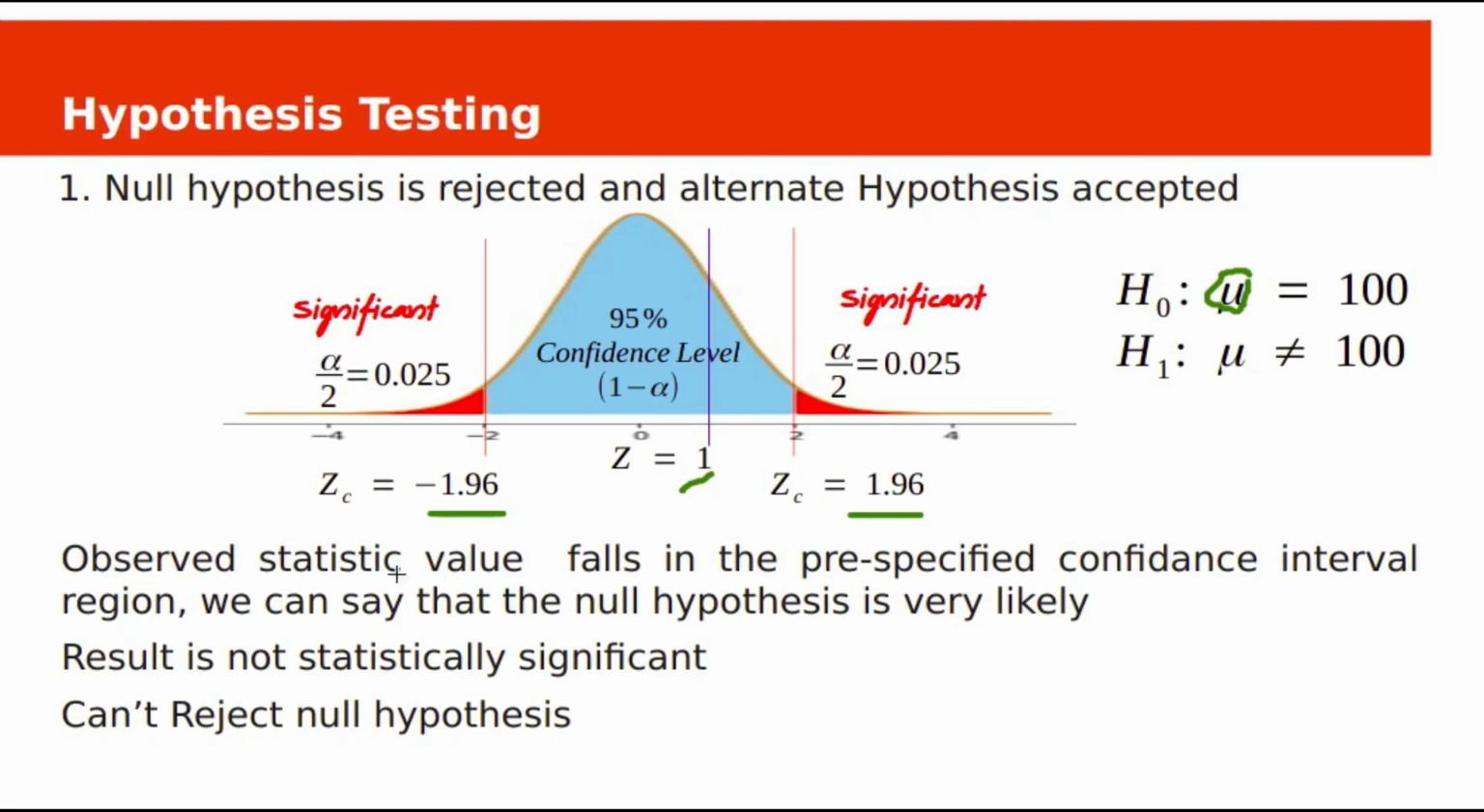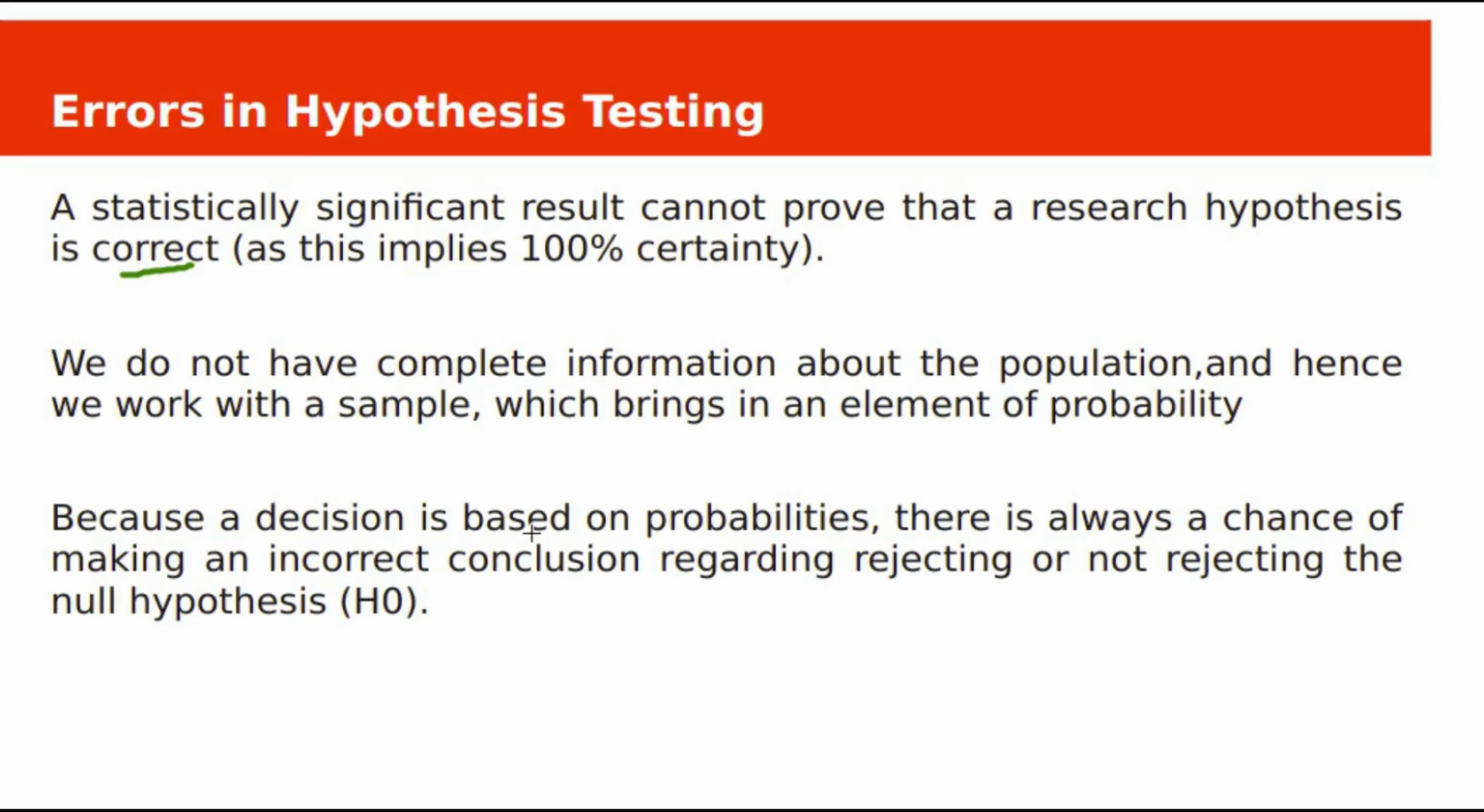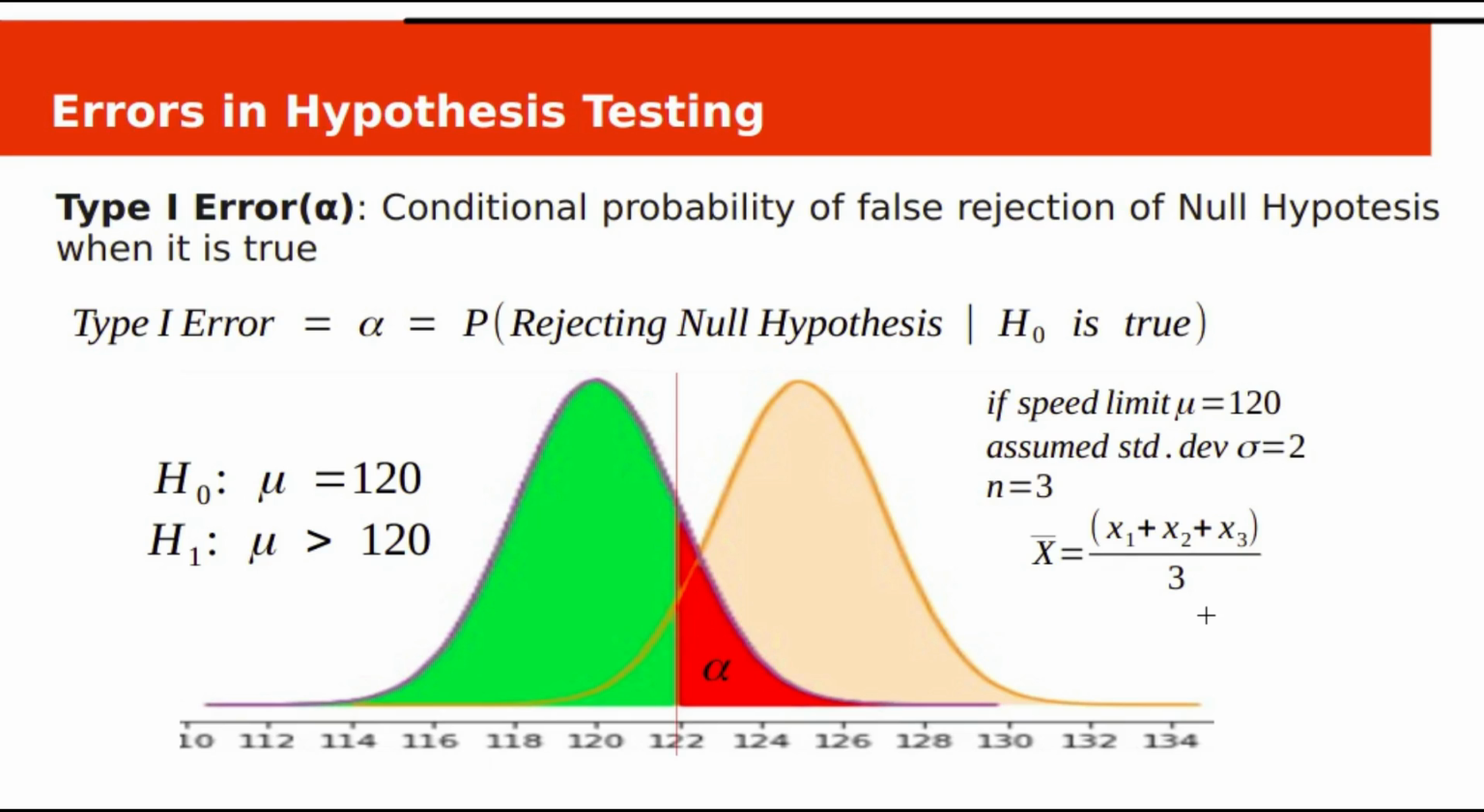Even if we test based on critical regions, here also minus 1.96 and 1.96 are the z scores for the probability value 0.025, and here it is the cumulative probability 0.975. So the decision is based on probabilities. There is always a chance of making an incorrect conclusion regarding rejecting or not rejecting the null hypothesis. While making a decision in hypothesis testing, there are two possible errors: type 1 error and type 2 error.